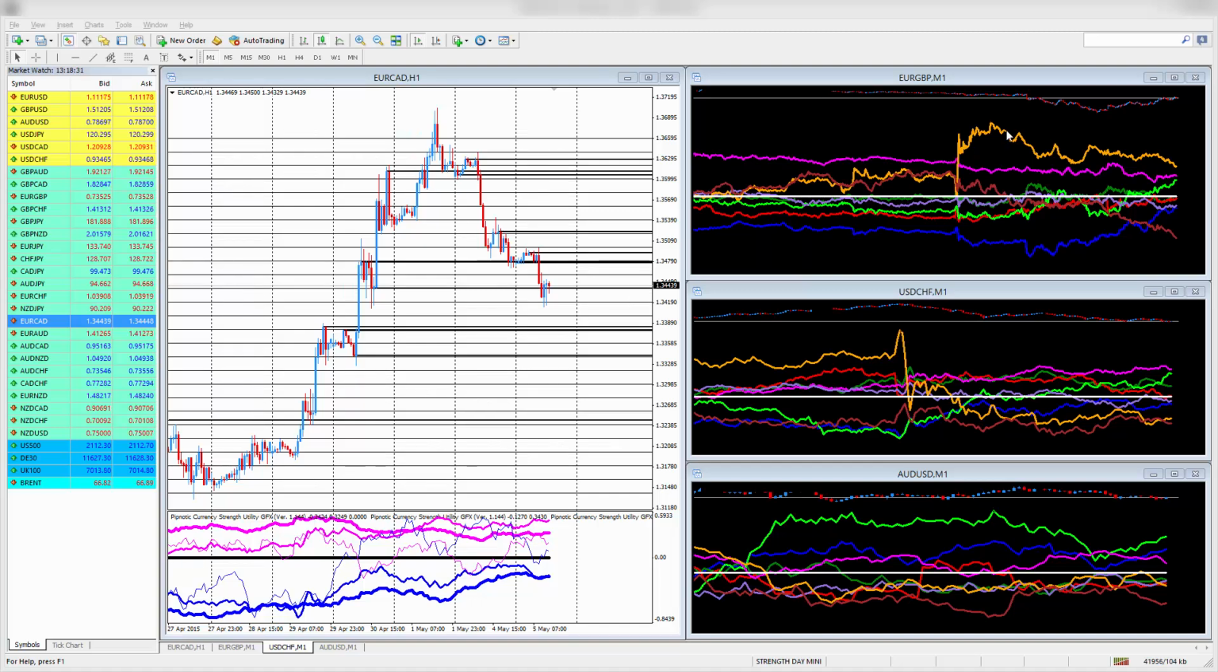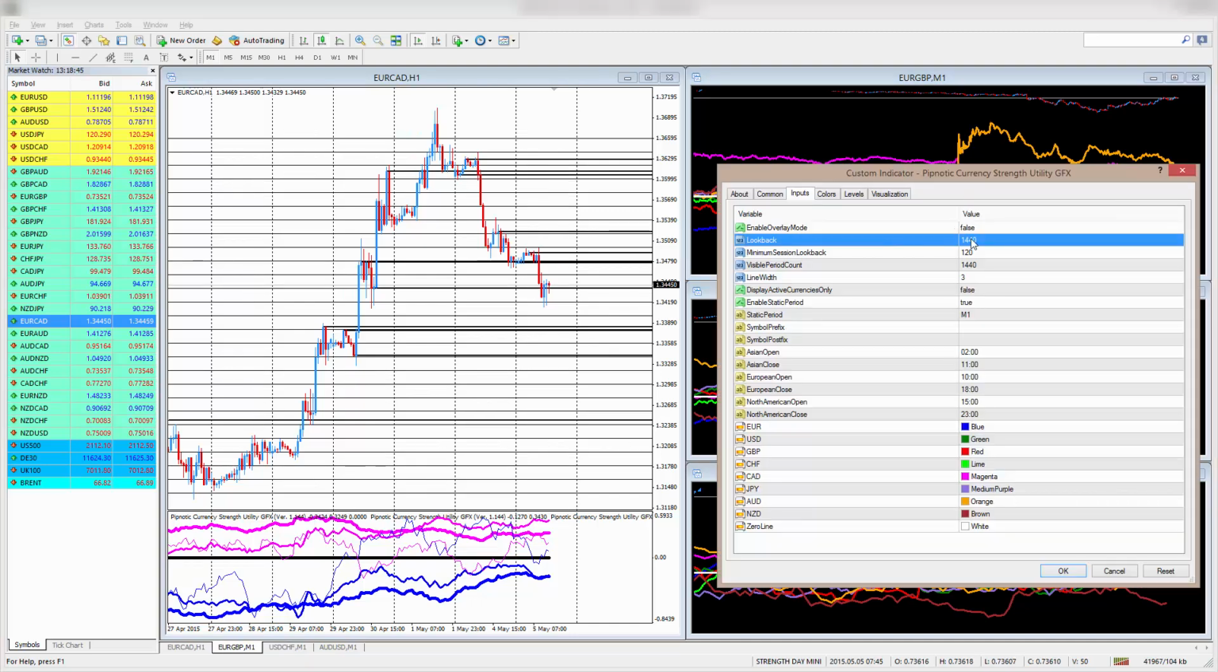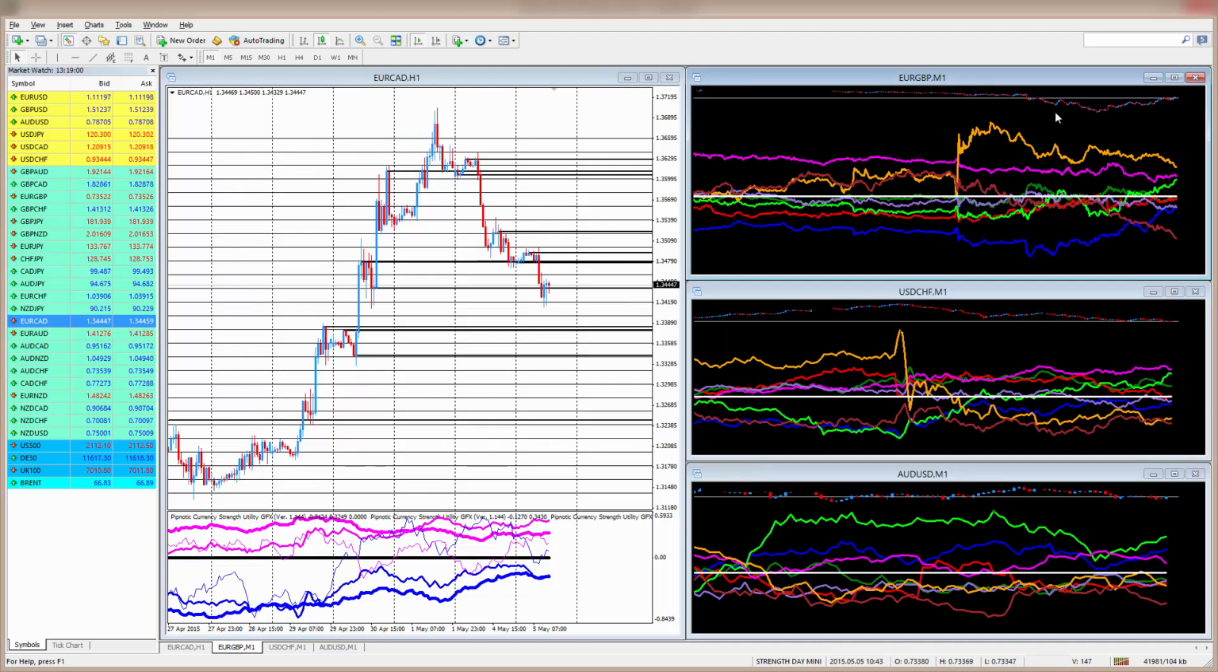So if we have a look at the currency strength readings here, for day trading purposes, we want to see what price has been doing over the past 24 hours or 1,440 minutes. So if we look at the settings here, you can see that the look back is set to 1440, the visible period count is set to 1440, enable static period is set to true to ensure that we are looking at 1 minute data, so we can see what has been going on over the past 1,440 minutes. So this is what we can see.